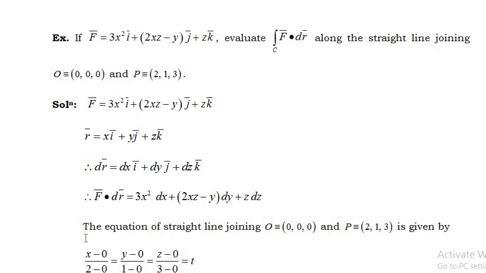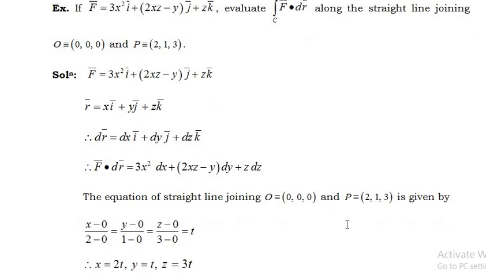So we have to write the equation of the straight line from origin to point P, which is (x minus 0) upon (2 minus 0) equal to (y minus 0) upon (1 minus 0) is equal to (z minus 0) upon (3 minus 0) equal to parameter t.